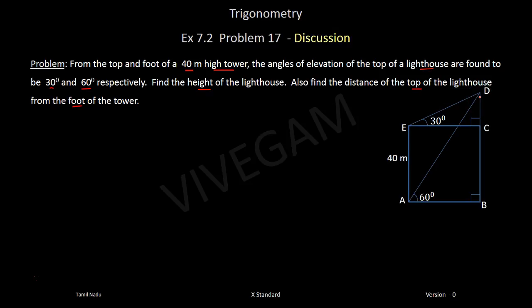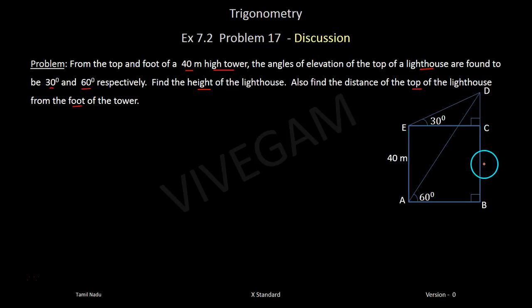Very simple. This is 40 meters, so this is also 40 meters, and EC is equal to AB. Use tan 30. Tan 30 is CD divided by EC. So from that calculate EC. Tan 60 is BD divided by AB. From that calculate AB. But we know AB equals EC. Equate those two equations. You will get a relationship between CD and BD.